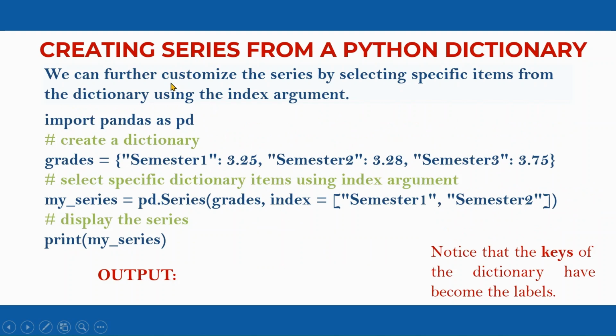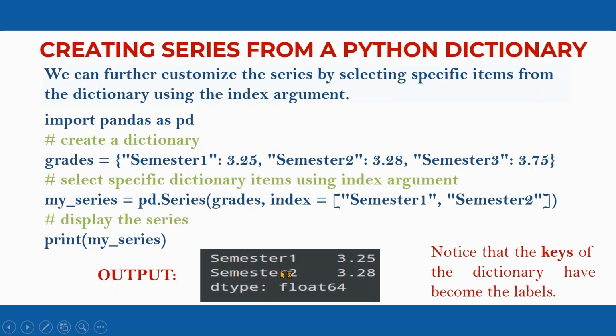Okay. Now we can further customize the series by selecting specific items from the dictionary using the index argument. So here is the same program. We have semester 1, semester 2, semester 3. But when I give index equal to only semester 1 and semester 2, even though you have 3 elements here, the output will show only 2 elements. So we can customize like that. You can see semester 1 3.25, semester 2 3.28. Semester 3 has not been taken into consideration because I gave index equal to only 2 keys, semester 1 and semester 2. The keys of the dictionary have become the labels. Okay.